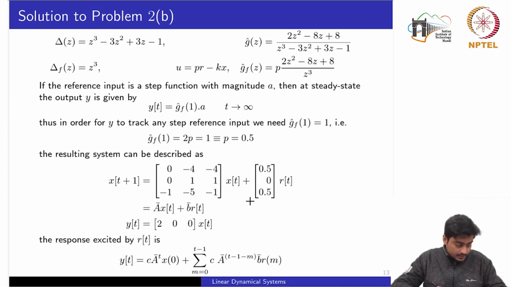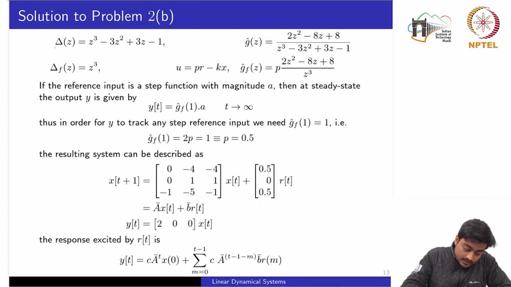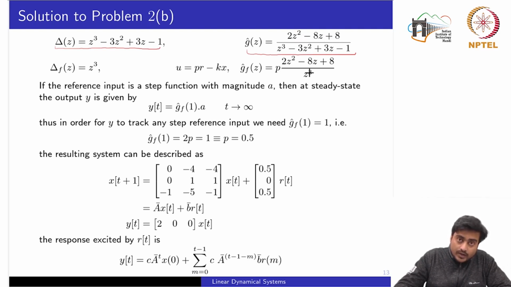Now in the second part, we want to track any step reference input. So this characteristic polynomial is of the plant, and this is the transfer function of the open loop system. As a property of the feedback controller design, we know that the numerator polynomial would not be affected, only the denominator polynomial would be affected, because all the eigenvalues were shifted from 1 to 0. And this is the characteristic polynomial of the feedback loop.